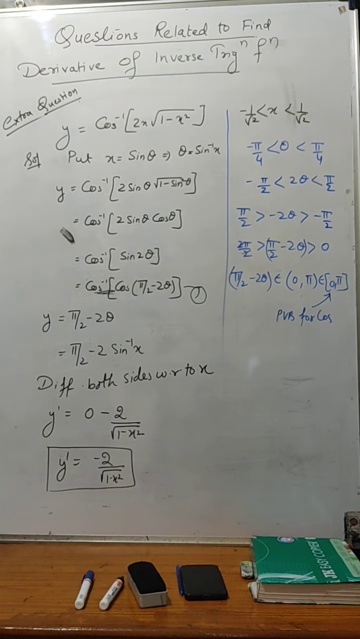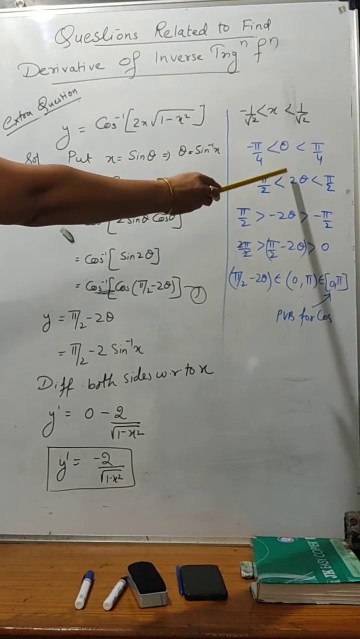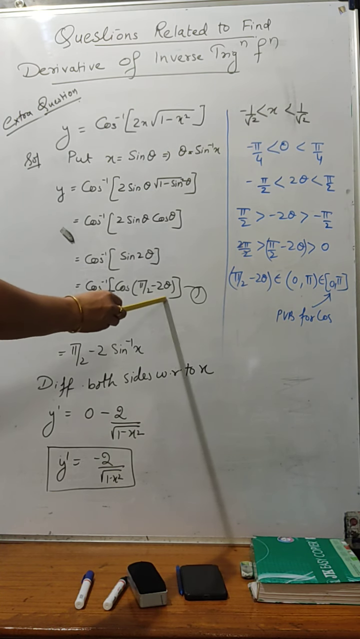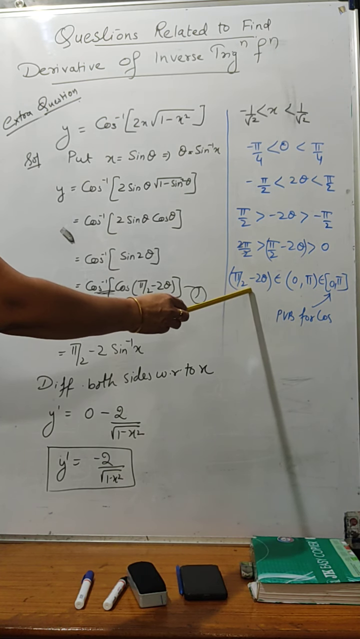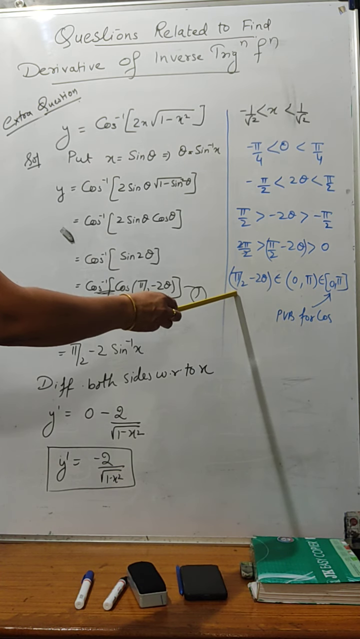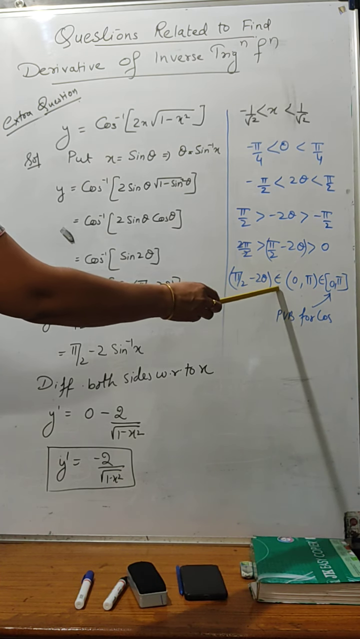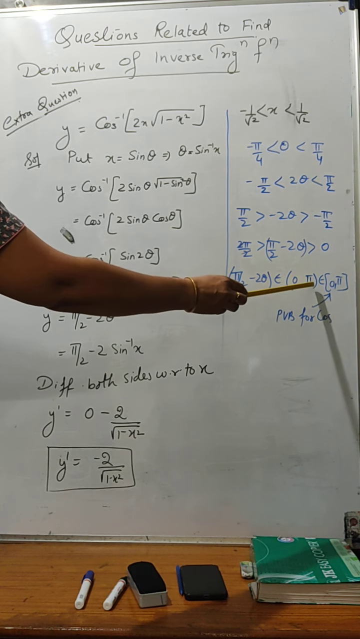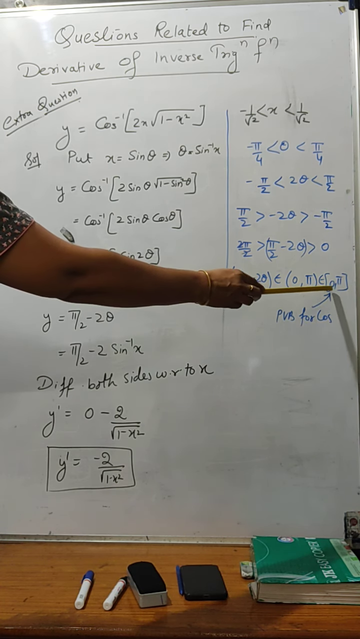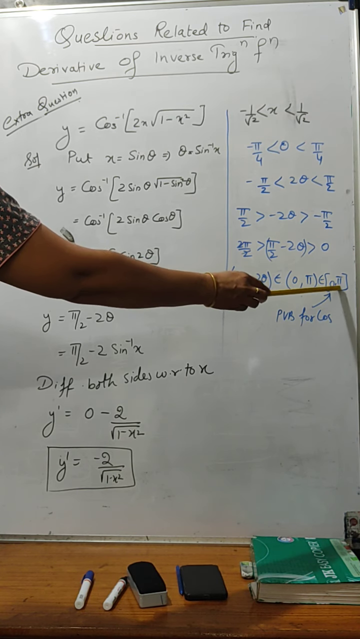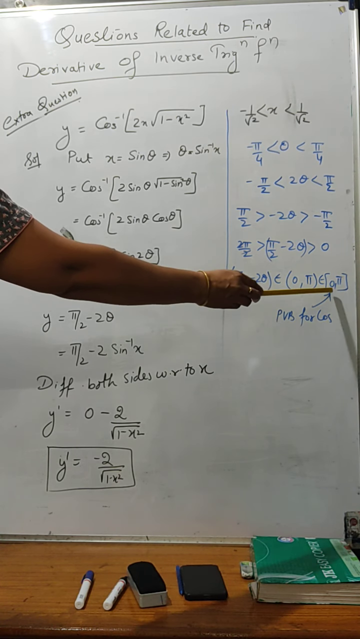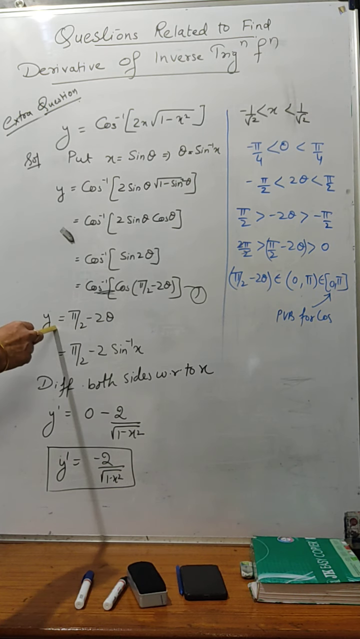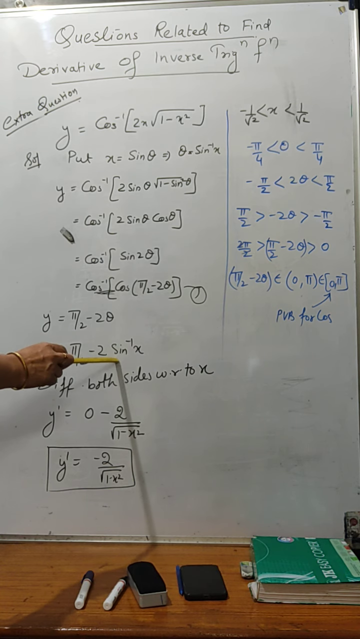So changing the theta according to this pi by 2 minus 2 theta, the process will be the same as what we have done in the previous question, and we are getting that pi by 2 minus 2 theta belongs to the open interval 0 to pi, and the open interval 0 to pi belongs to the closed interval 0 to pi. Why have we written this? Because it is the cos function, and the cos function's principal value is the closed interval 0 to pi. Hence we can straightforwardly write y equals pi by 2 minus 2 theta. Theta is replaced by sin inverse x.